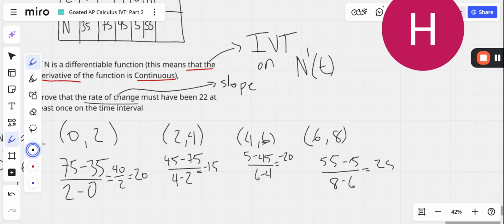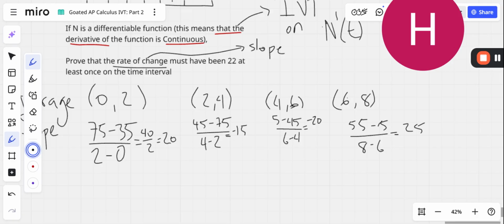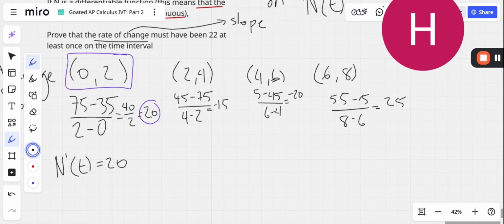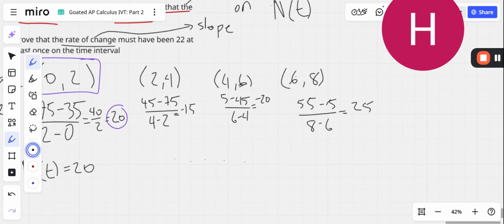Now, how does this help us? There is something called the mean value theorem, which you haven't learned yet, but it says that on this interval, the slope had to have equaled 20 at some point. So we'll say n prime of t equals 20 somewhere on the interval from 0 to 2. But then later on, the slope goes negative, that's great, but then later on, the slope goes to 25 at some point on the interval from 6 to 8.